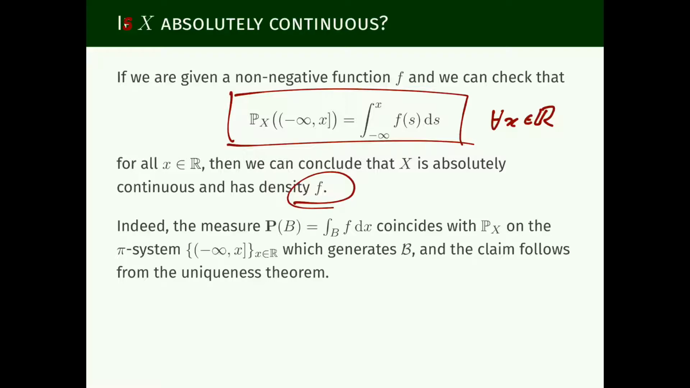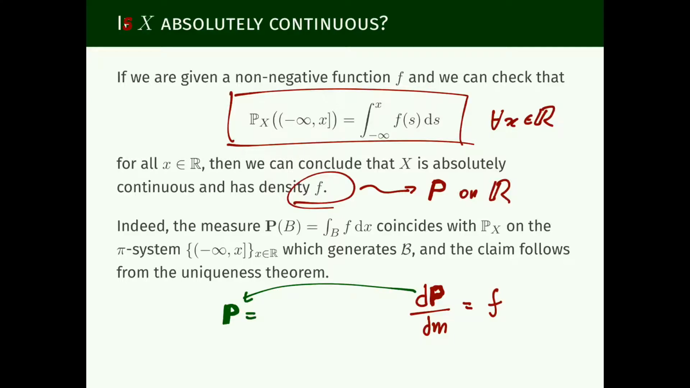Well, because using f, we can define a measure P on R from f. How do we define that? Well, by declaring that dP with respect to the Lebesgue measure is equal to f. We can define this measure on the real line through its density. And what we want to know is if the measure P that we defined this way is equal to P_X. And the answer is yes, it will be equal to P_X.